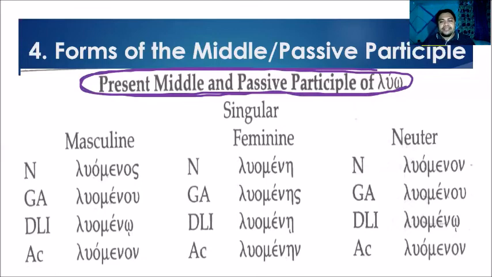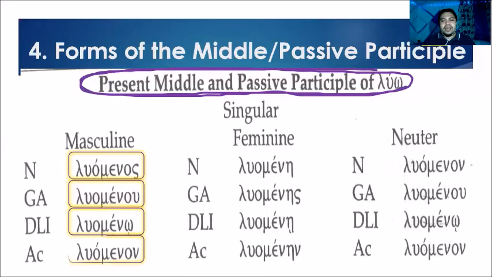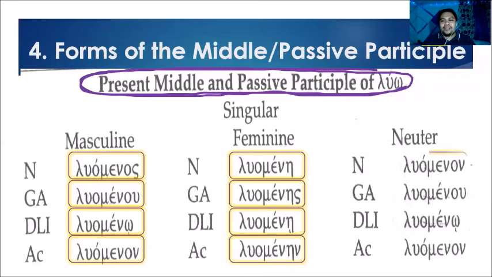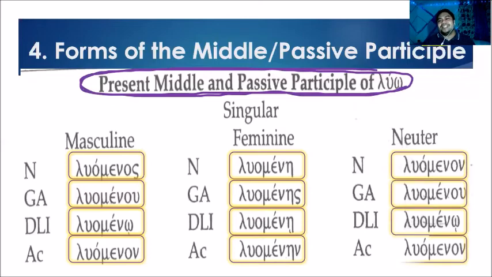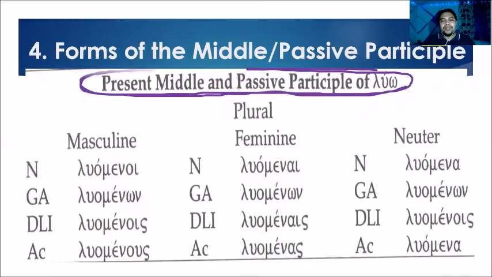So let's read all together from the top: present, middle, and passive participle of luo. Luomenos, luomenou, luomenoi, luomenon, luomene, luomenes, luomene, luomenen, luomenon, luomenou, luomenoi, and last, luomenon. Very good. Let's try the plural, present middle and passive participle of luo.